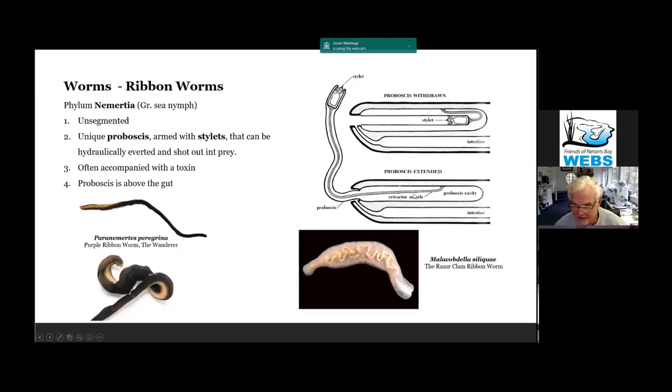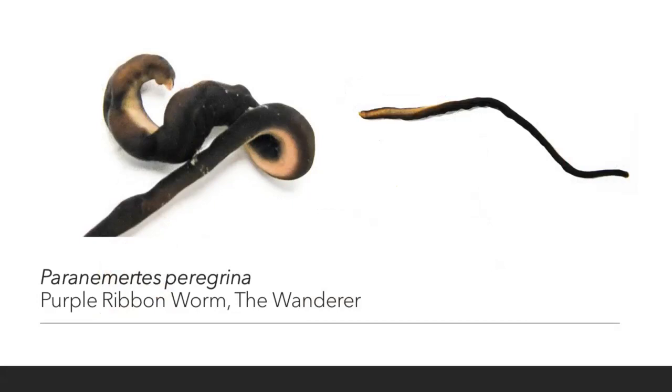And it's a predatory worm. At the end of the proboscis is a stylet that does contain a toxin. When it's feeding, it will use hydrostatic pressure to shoot this proboscis out into a prey item and paralyze it, and then it draws it back towards the mouth. They are in the intertidal area, in the rocky intertidal area. If you go to our website, I've got a couple of them I found out there. And then this particular one, the Wanderer, the purple ribbon worm, is in Netarts Bay.